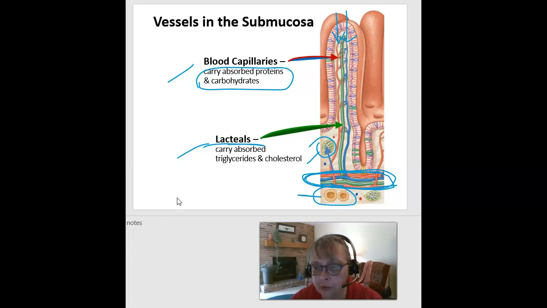Now, the importance of discussing these vessels in the submucosa has to do with absorption, where nutrients are absorbed from the lumen across the epithelial lining and into the submucosa, and proteins and carbohydrates that have been digested or broken down will enter the blood. Any kind of lipid that's been broken down enters the lacteals.